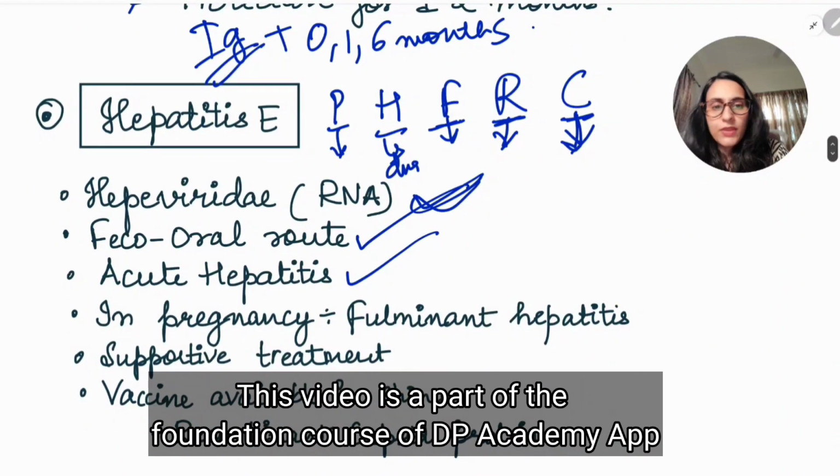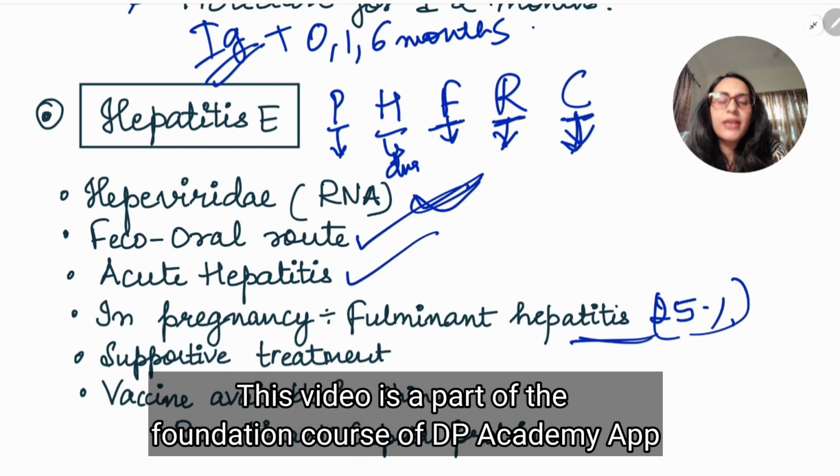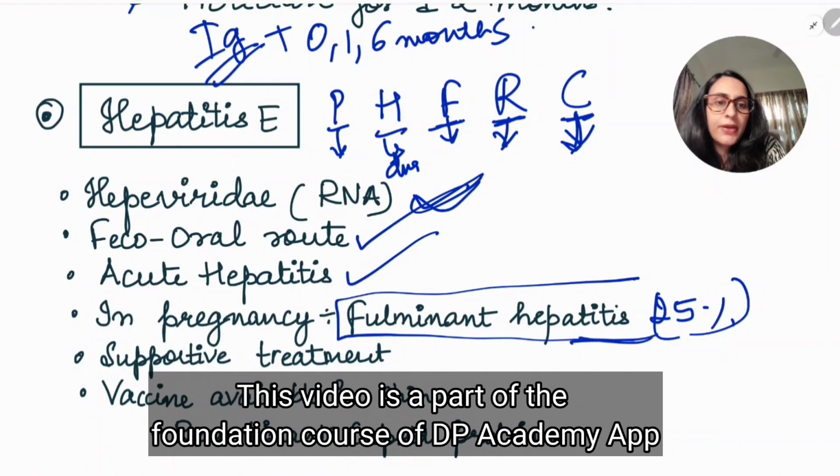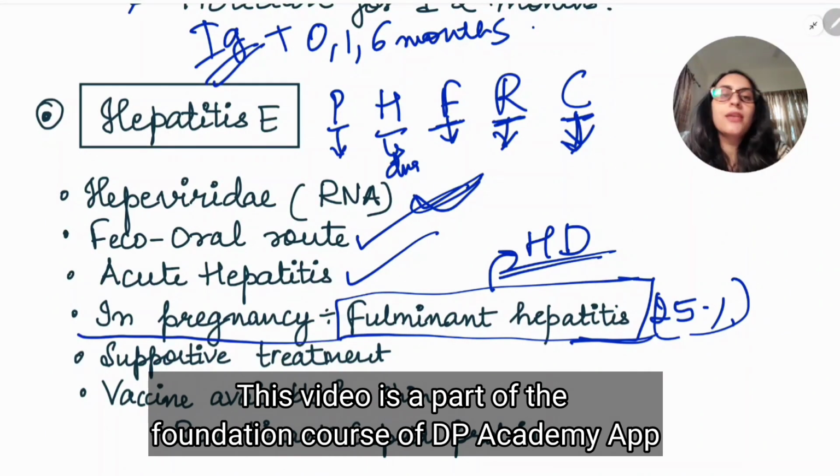In pregnancy, 25% of cases cause fulminant hepatitis. The most common cause of fulminant hepatitis in pregnancy is hepatitis E. And if I say only fulminant hepatitis, the most common cause is hepatitis D. But if I say fulminant hepatitis in pregnancy, then it is hepatitis E. We give supportive treatment, and a vaccination is available in China, which is a recombinant capsid protein.